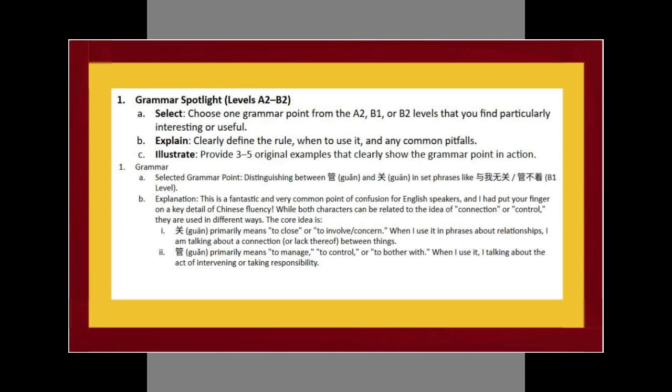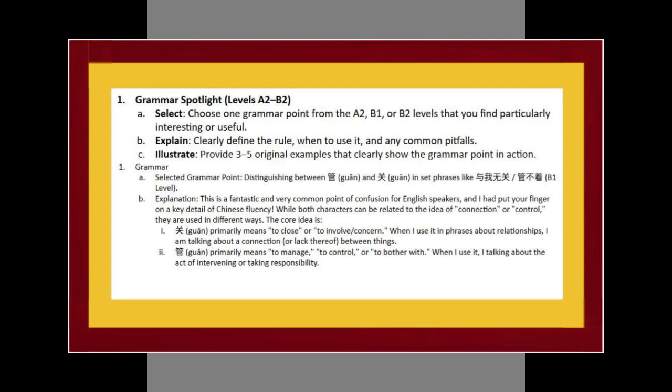1. Grammar. A. Selected grammar point: distinguishing between 关 and 管 in set phrases like 与我无关 and 你管不着, B1 level. Explanation. This is a fantastic and very common point of confusion for English speakers, and you've put your finger on a key detail of Chinese fluency.